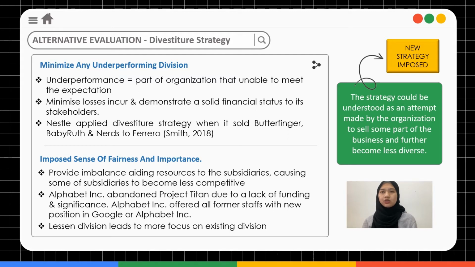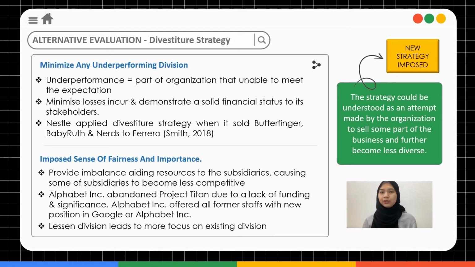An underperforming division shall be considered any part of the organization that is unable to achieve the expectations set by the organization. Since Alphabet Inc. is ranked in the top tier around the world, the holding company wanted to minimize any losses and demonstrate a solid financial status to its stakeholders to avoid reputational risk.